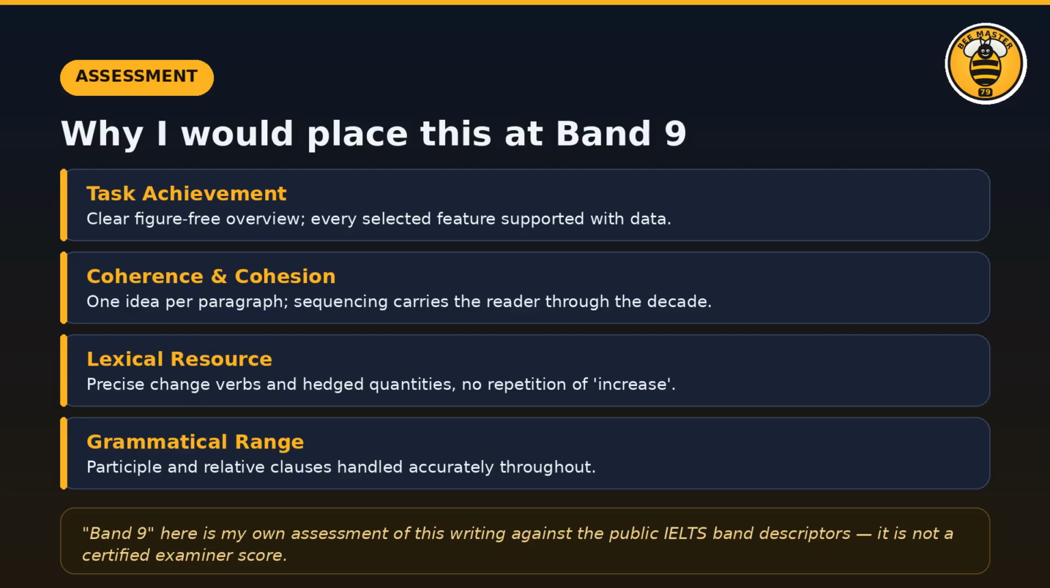Why I would place this at band 9. Task achievement. There is a clear figure-free overview and every selected feature is supported with data. Coherence and cohesion. One idea per paragraph and the sequencing carries the reader through the decade. Lexical resource. Precise change verbs and hedged quantities with no repetition of the word increase. Grammatical range. Participle and relative clauses are handled accurately throughout. And to repeat the caveat honestly, band 9 here is my own assessment against the public band descriptors, not a certified examiner score.